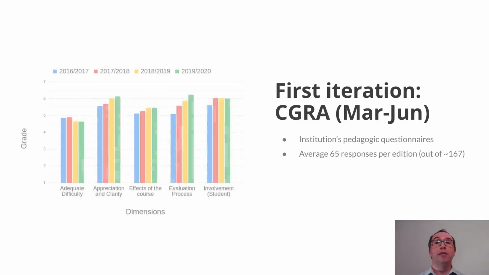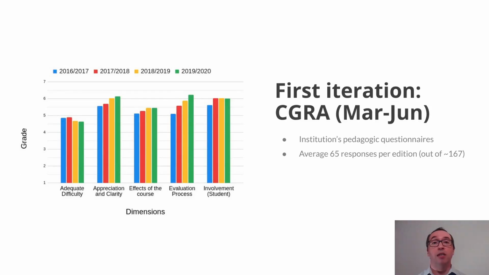Another more regular instrument adopted by the university are the per-course pedagogical questionnaires that students are invited to answer at the end of each semester. In this case, we compared the results of last year's SEGRAS edition with the ones from previous years. And these have shown that, in general, it received similar, if not better, grading by the students.